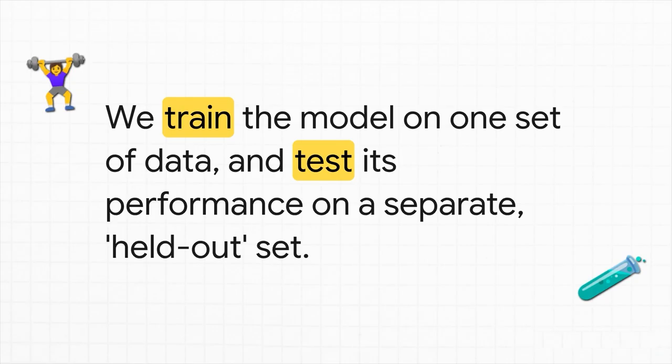We just split our data. We show the model one chunk to learn from, that's the training set. Then we test it on a separate chunk we kept hidden, the test set. It's the only way to know if it's learned or just cheated by memorizing.